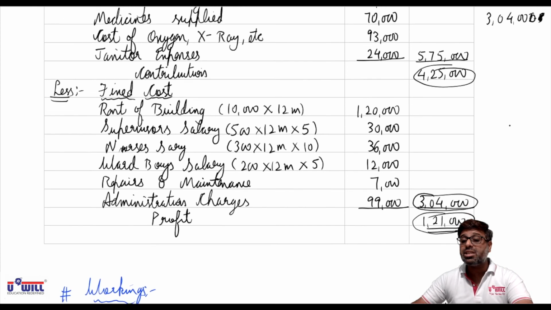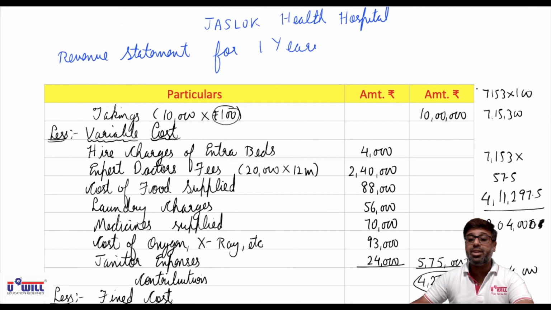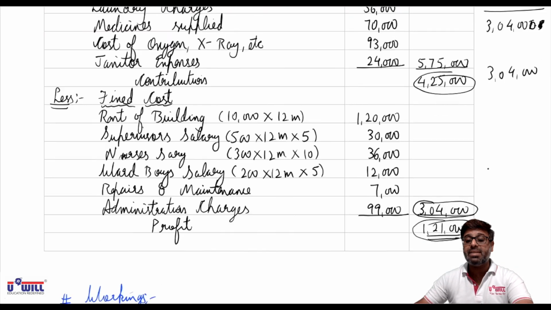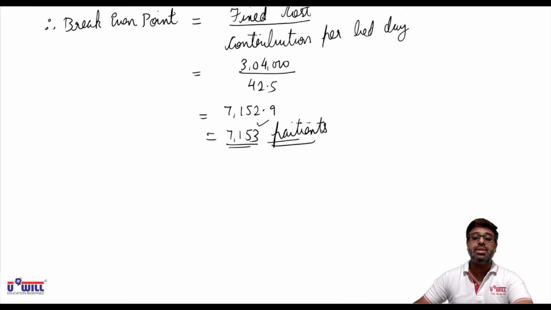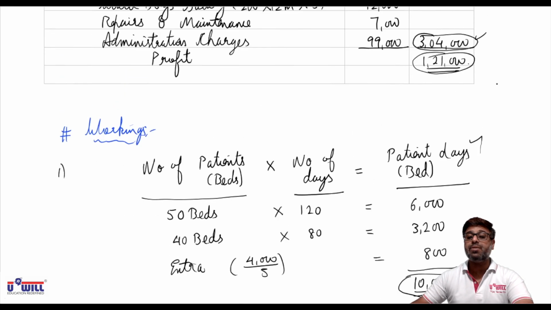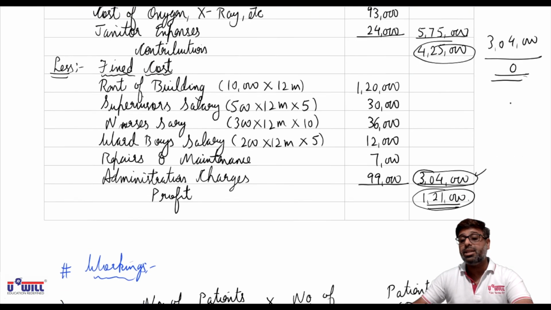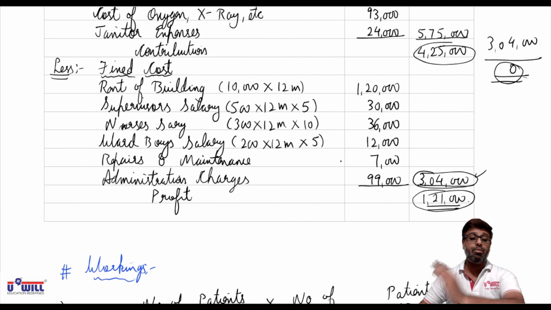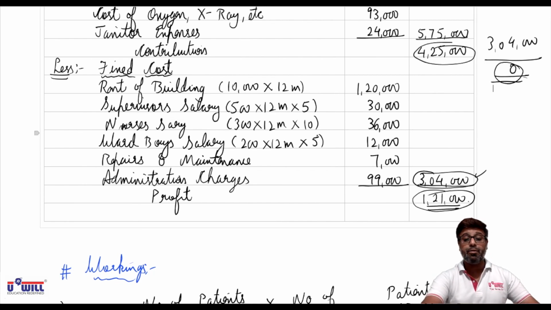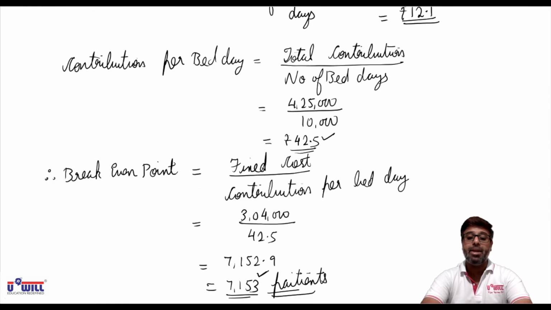Now the fixed cost remains the same, whether patients are 7,153 or 10,000: 3,04,000. So can you all see the profit comes to 0? This is how the break-even point is calculated. This is just for understanding; you don't have to write it. If 7,153 patients come, the profit would be 0: no profit, no loss, the break-even point. So keep in mind how to find it: fixed cost divided by contribution per bed day.